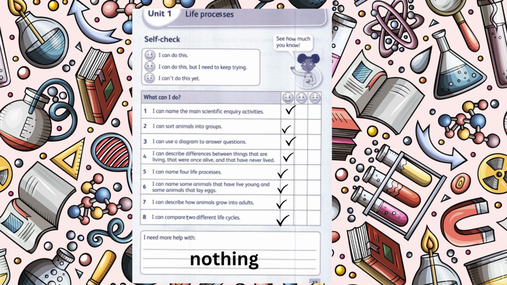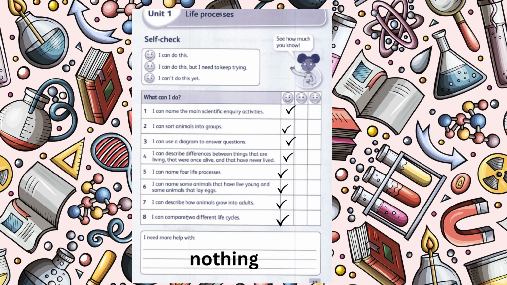Now, page number 13, Unit 1, Life Processes. Self check. See how much you know. Happy face, I can do this. I can do this, but I need to keep trying. And the last one, I can't do this yet. So, what can I do?